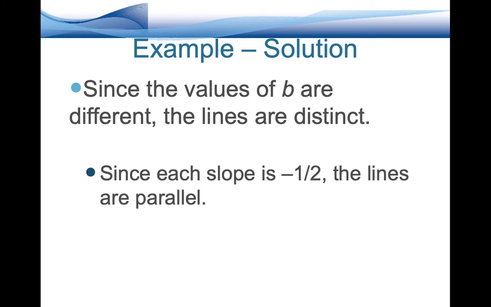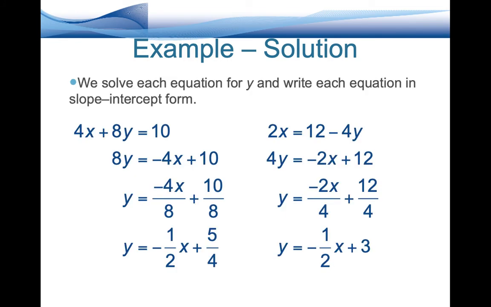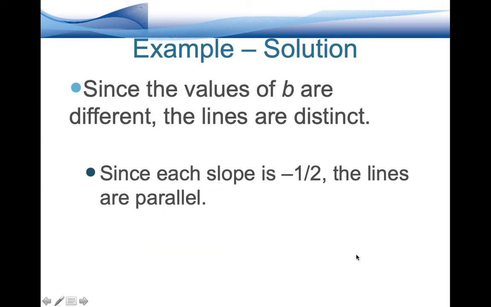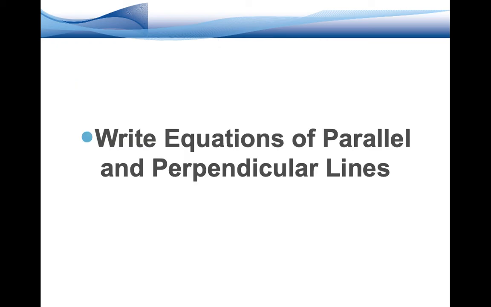Since the values of b are different, though, the lines are different. This one crosses at positive 5 over 4, like 1 1/4. This one crosses the y-intercept at 3. But since their slope is negative 1/2, the lines are parallel.